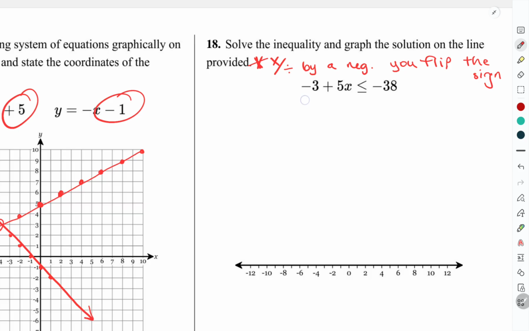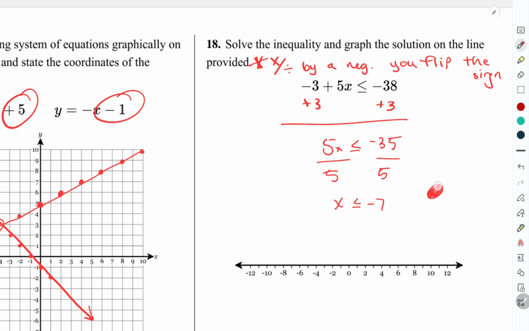That's a -3. I'm going to move it over to the other side by adding 3, and I would get -35. Drop my sign down, that's a less than or equal to 5x. Divide by 5 on both sides. That is a +5, I will not be flipping my sign, but I will get a -7. So x is less than or equal to -7.